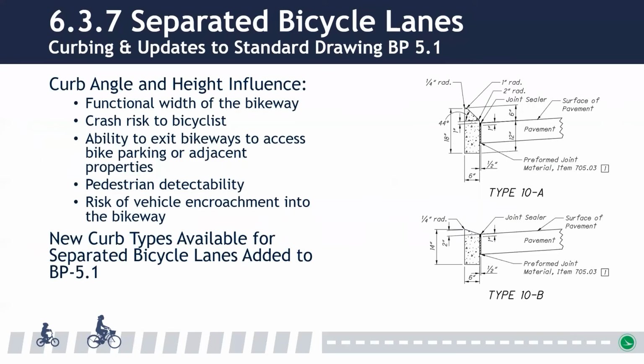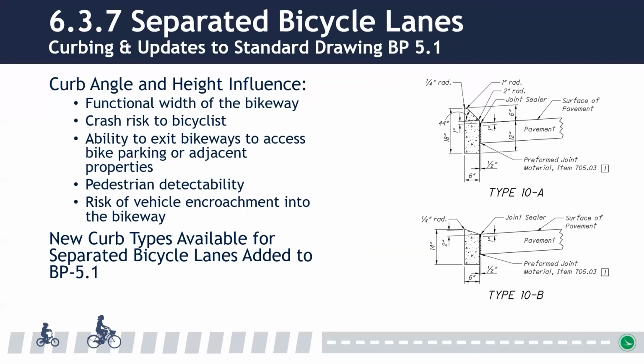Some curb types can increase the risk of bicycle crashes if struck by a wheel or a pedal. Curb angle and height influence functional width of the bikeway, crash risk to the bicyclist, ability to exit the bikeway to access things like bicycle parking or adjacent properties, pedestrian detectability, and the risk of vehicle encroachment into the bikeway.